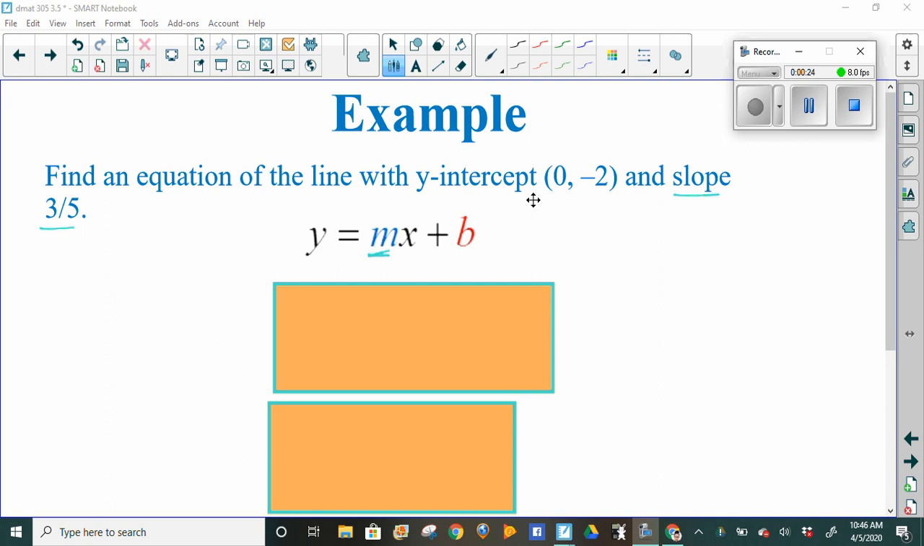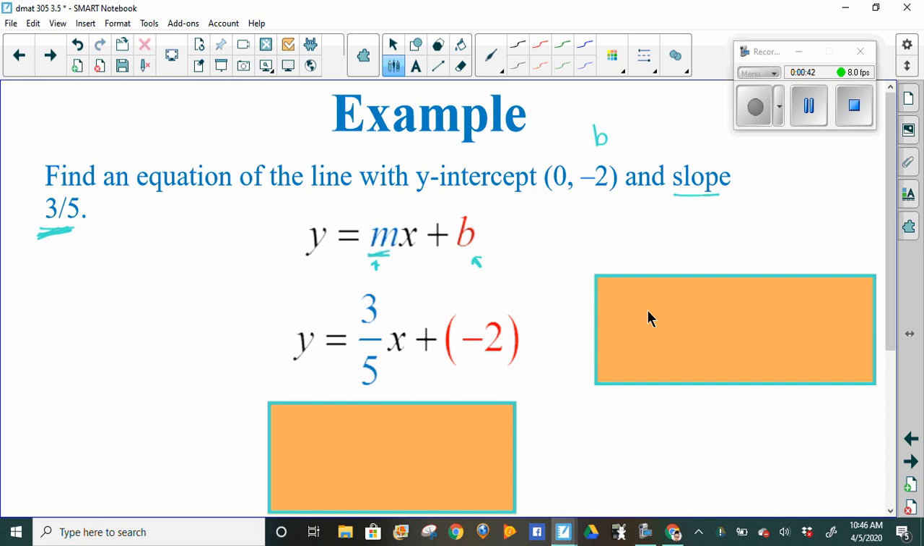Okay, so we know that slope is going to be our m, and our y-intercept is our b. So you take the equation and you plug 3 over 5 in where the m goes, and you plug -2 in here, and it will look like this. So I replace the m with 3 over 5. I replace the b with -2.